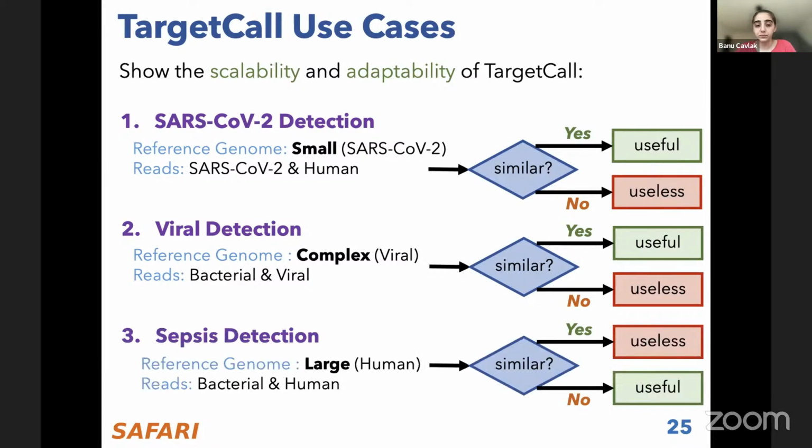What's different is the sepsis detection use case, where we have a large human reference genome. And this is to show that TargetCall can scale well to large reference genomes, and we have a human reference. And what we want to identify is all the bacterial reads in a sample that has bacterial and human reads. The difference is this time we don't know which bacterial reads we are looking for. Basically, we are checking for any kind of bacterial read in our sample. That's why instead of searching for specific ones, we just filter out what we don't want, which is the human reads. And that's why in this use case, anything that is resembling the reference genome is identified as useless, unlike the other ones.